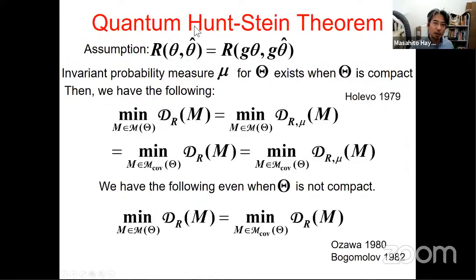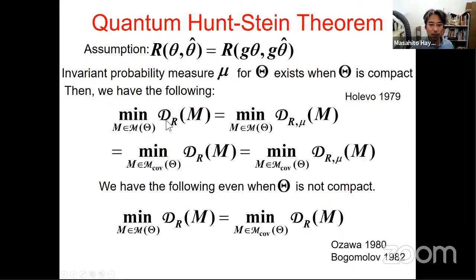So then there is a Kuntzmann theorem. This is a very famous result. We need to assume this symmetric condition. Under this symmetric condition, we have this equality. So usually we want to minimize the minimax worst case error under all measurements, but it is enough to consider only the covariant measurement.